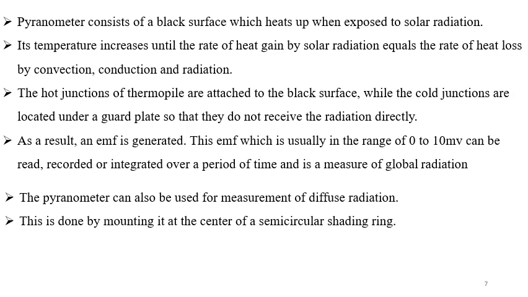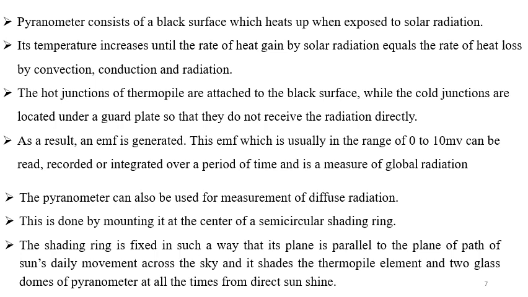This is done by mounting it at the center of a semicircular shading ring. The shading ring is fixed in such a way that its plane is parallel to the plane of the path of the sun's daily movement across the sky, and it shades the thermopile element and the two glass domes of the pyranometer at all times from the direct sunshine.